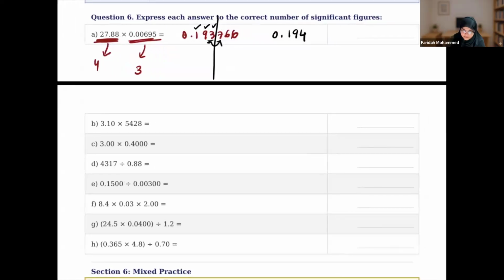Even when you have multiple multiplication and division together, it's still the same rule. Do the whole math first, and then you figure out your sig figs, how to round it off, if all of them are just multiplication and division, because they have the same rule. So you don't have to do it one by one. Okay, so do everything first.